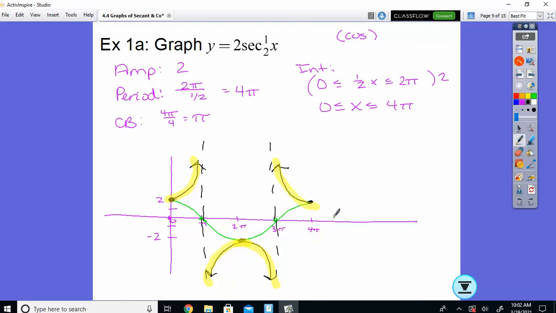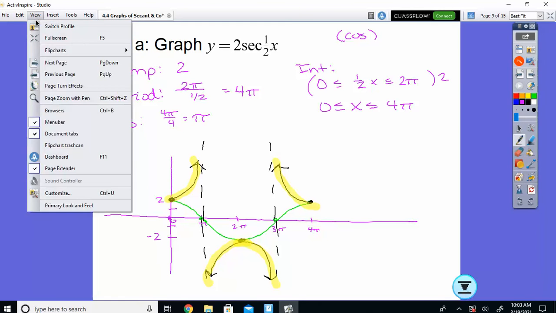If I asked for 2 periods, could you guys do that? Tack on 4 more points and keep the pattern going. So I think we're pretty good with that. Any questions? Let's do another one.